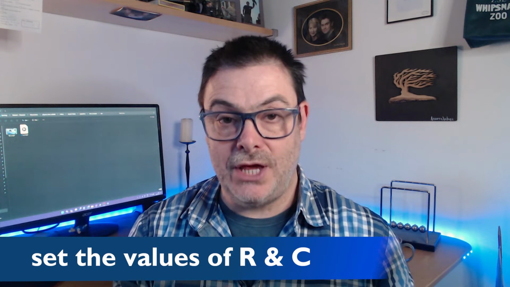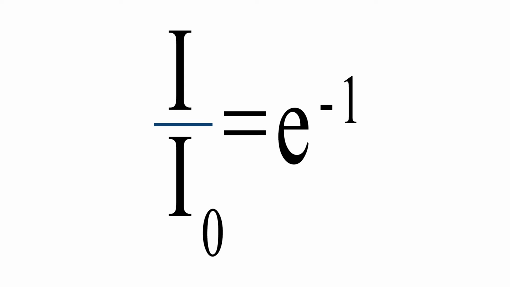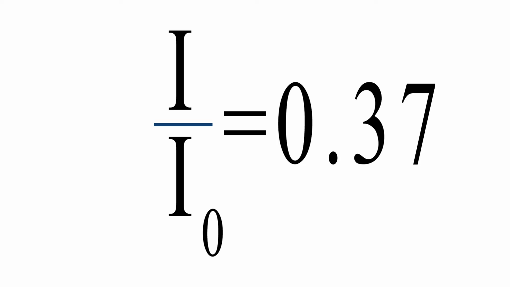This leaves us with e to the minus 1 is going to be equal to I over I0. E to the minus 1 is actually 0.37, and so this means that the ratio of the existing current now divided by the maximum current at the start is 0.37. 0.37 is of course 37%, and so the time constant is the time taken for the initial current to fall to 37% of its initial value.